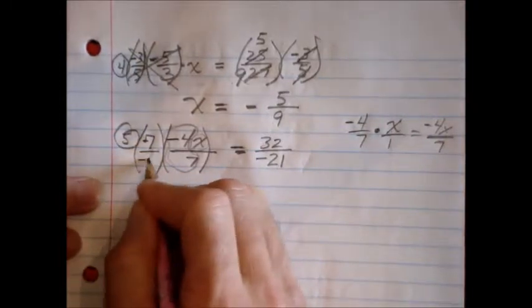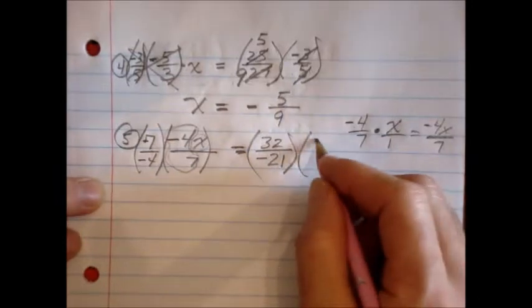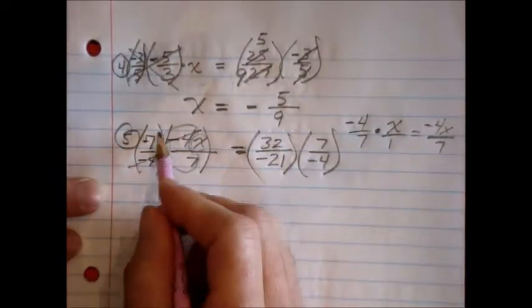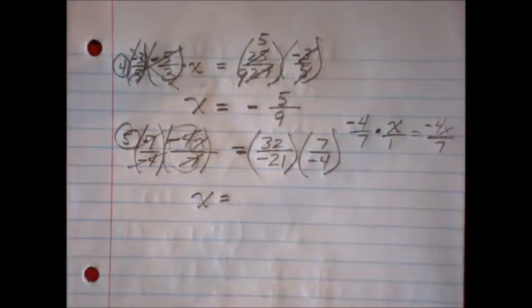7 over -4. Put in parentheses, make sure 7 over -4. See? -4 cancels, 7's cancel. X is by itself. Work smarter, not harder.